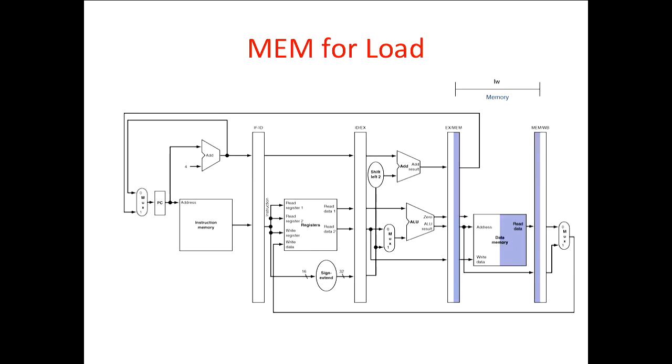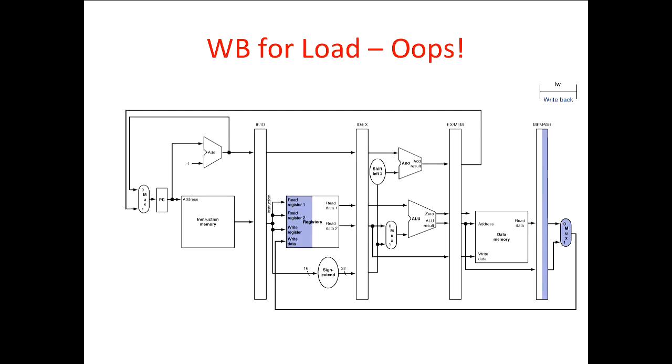So in this cycle, you read the data memory and write it to this register here. And then finally, you take this value and you write it back. So there's one little problem on this diagram, right? We're writing back that load value to the register file. And what's gone wrong here?